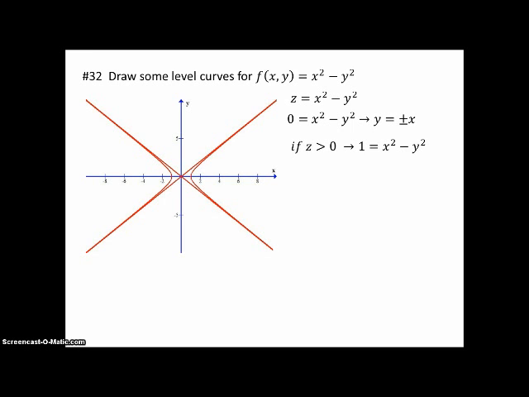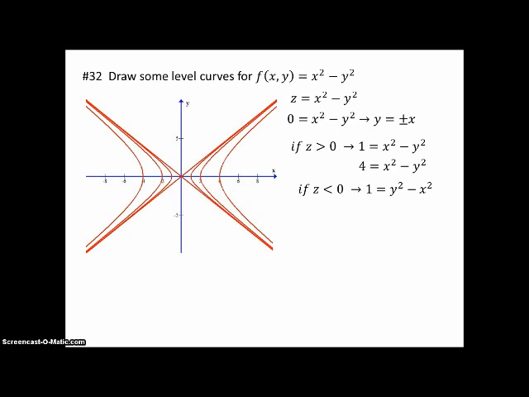So these are level curves all drawn on the xy plane. If z were 4, we'd get another hyperbola like that, and so on. And so by changing z into various values, we get other level curves.